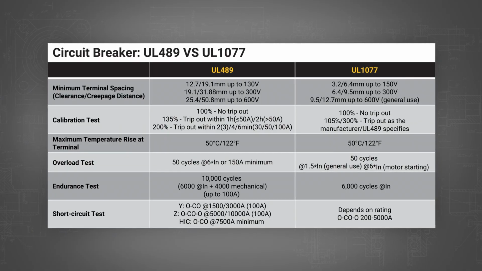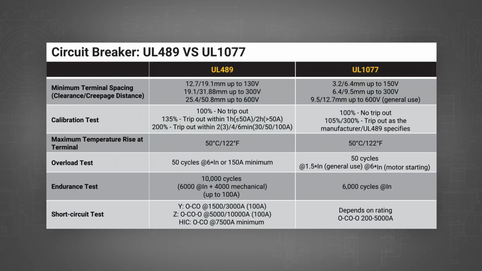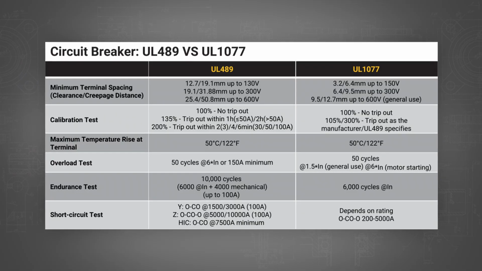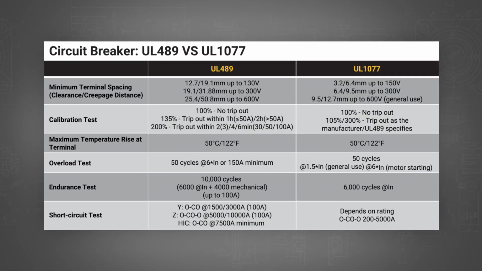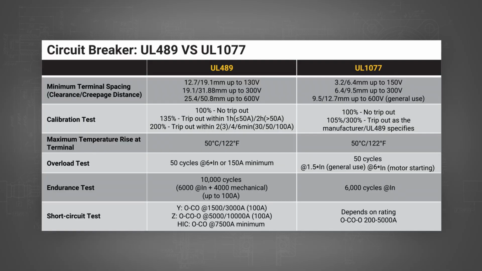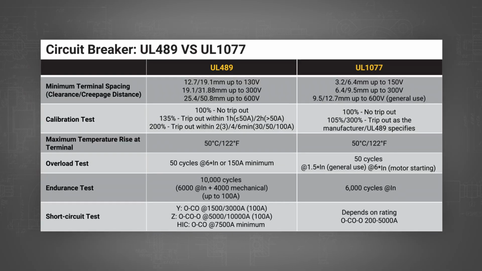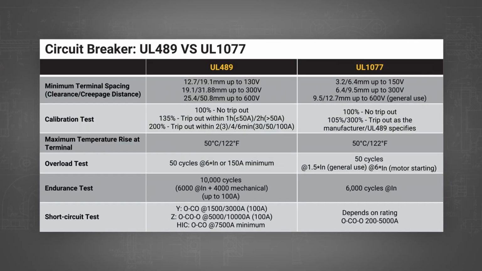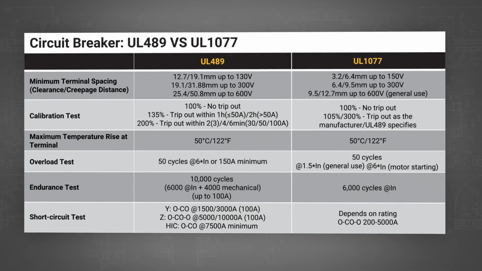It's worth mentioning that you are allowed to use a 489 rated breaker any place that calls for a 1077 rated one, but you cannot do the opposite. If you have a need for a 489 rated breaker, you must use a 489 rated breaker. So now that we've gone over the terminology, the different types, and the certifications for circuit breakers, we have to ask ourselves, which one's the right one for you?